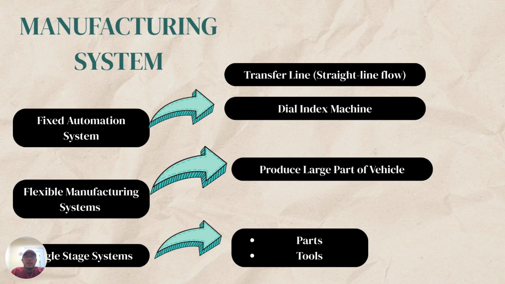For this manufacturing, this company uses the transfer line, which is a straight line to produce or assemble the body part of the vehicle from A to Z. These are ideal for large-scale vehicle parts production where the process flow is linear and repetitive.